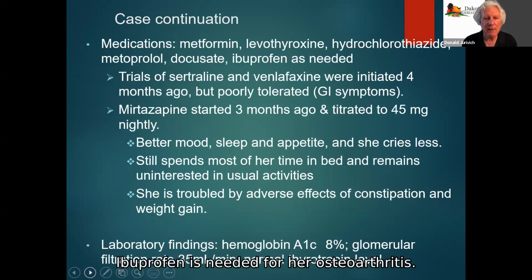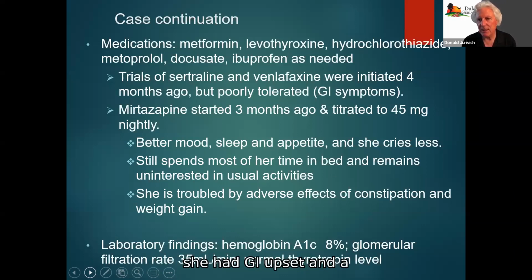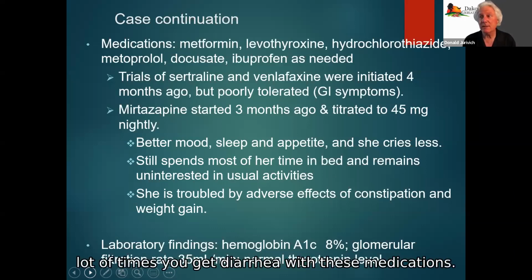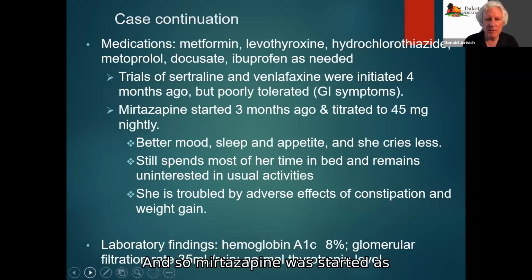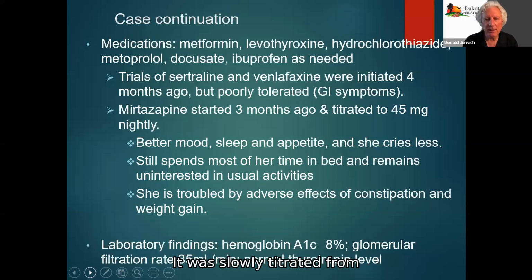for her osteoarthritis. So she had trials of sertraline and venlafaxine that were initiated 4 months ago, but they weren't tolerated too well. She had GI upset. And a lot of times you get diarrhea with these medications. And so mirtazapine was started as a different antidepressant medicine. And it was slowly titrated from 15 milligrams to 45 milligrams.